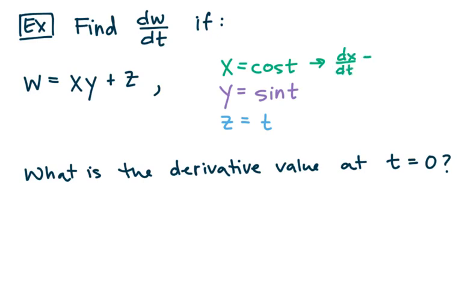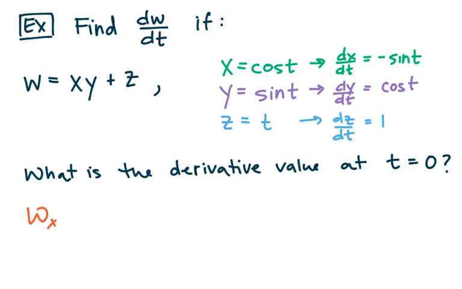So dx/dt, the derivative of x with respect to t, is the derivative of cosine, which is negative sine of t. The derivative of y with respect to t, the derivative of sine, is cosine t. And the derivative of z with respect to t is 1. So now I need the partial of w with respect to each of these variables.